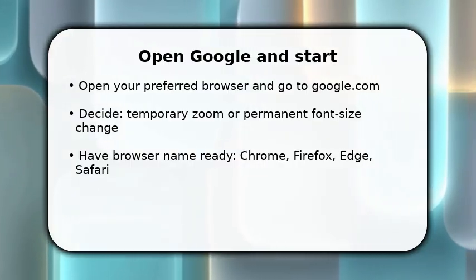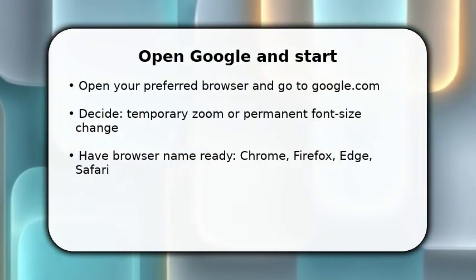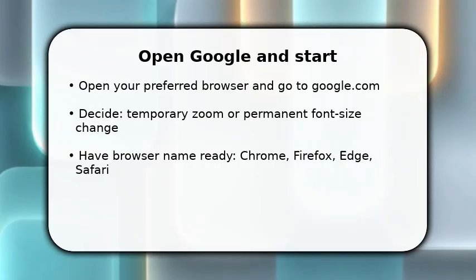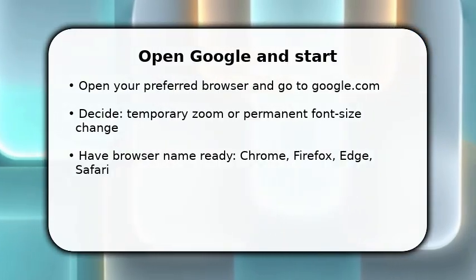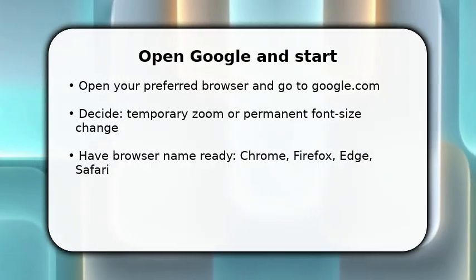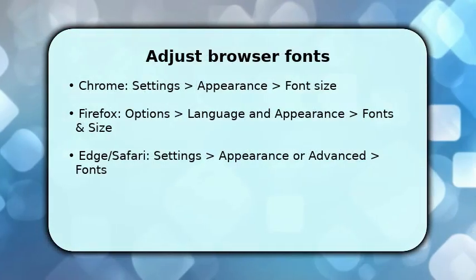If you want an immediate, page-level change, use Ctrl++ or Ctrl+-, CMD on Mac. If you prefer a persistent change, go into Browser Settings to find Appearance or Fonts. Make sure you know which browser you're using, because the next steps differ slightly. You'll now make the detailed adjustment.